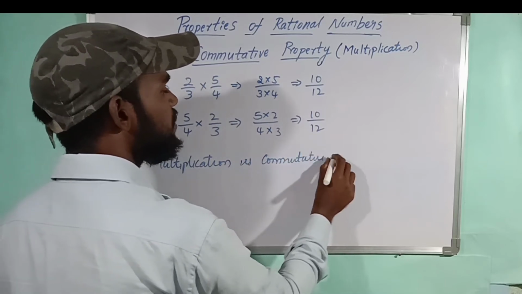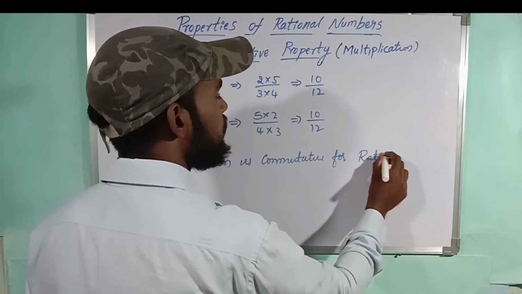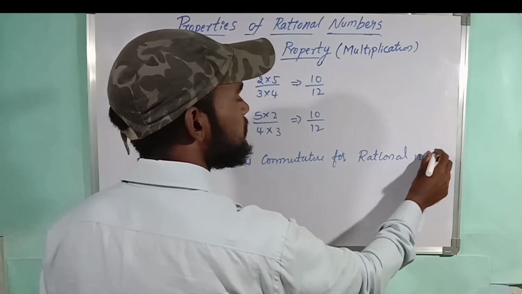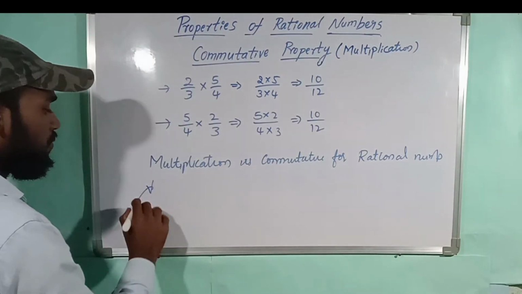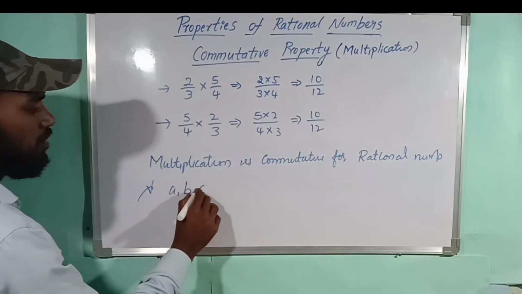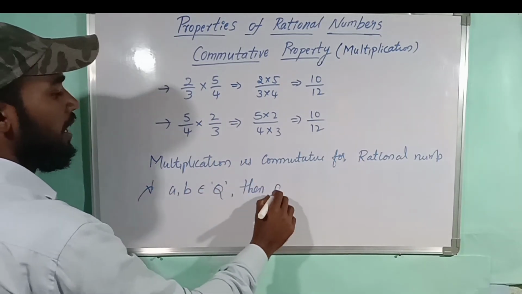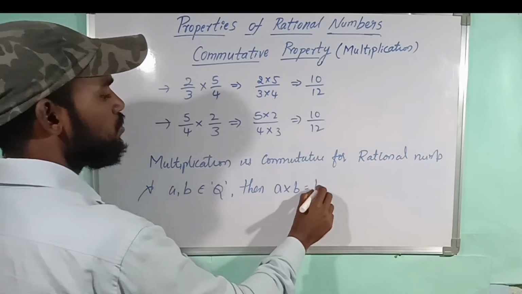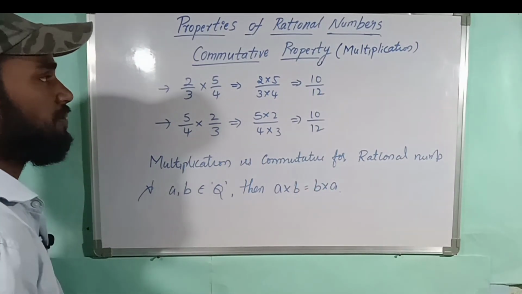Multiplication is commutative for rational numbers. So in general, for all a comma b belongs to Q, rational numbers, a into b is equal to b into a. Everyone clear? So this is our commutative property for multiplication.